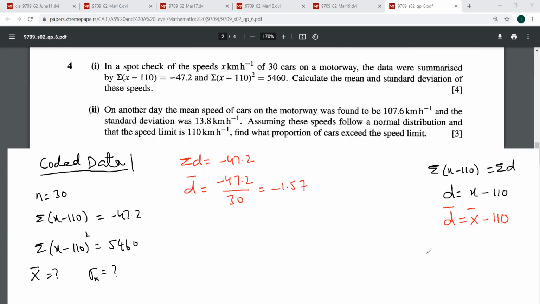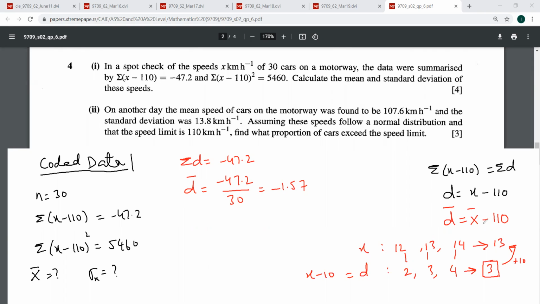Let me make you recall by giving you a small example again. Suppose you have 12, 13 and 14, and you take out 10 from all of these values, you will have 2, 3 and 4. The mean for these three values is going to be 3. Therefore the mean of the original three values is going to be 13. So you see that there is a difference of 10 between all these values. This is your x and this is your d, which is, in this case, x minus 10. So you find the mean of this coded data and then you add 10 to it, you get the original mean. Similarly, this is the mean of the coded data.